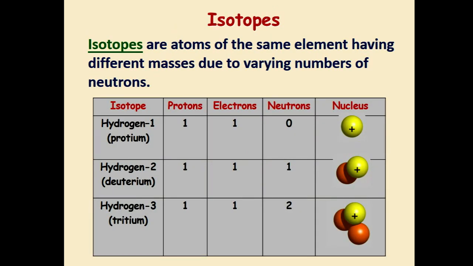Isotopes. Isotopes are the atoms of the same element having different masses due to varying number of neutrons. Like hydrogen has 3 isotopes: protium, deuterium and tritium. All these isotopes of hydrogen have 1 proton and 1 electron each. But there is a difference in the number of neutrons. In protium there is no neutron, in deuterium there is 1 neutron, and in tritium there are 2 neutrons.